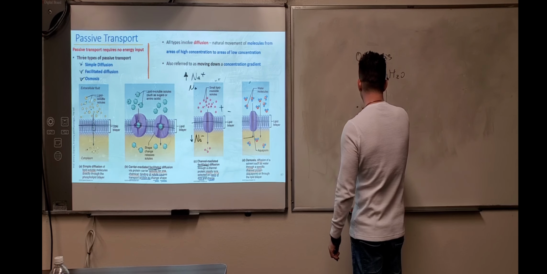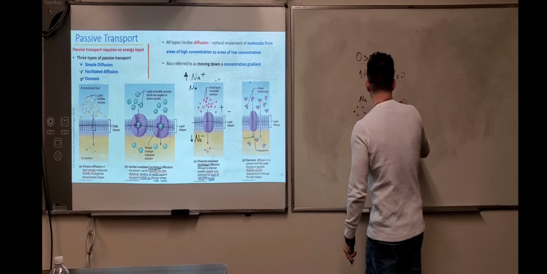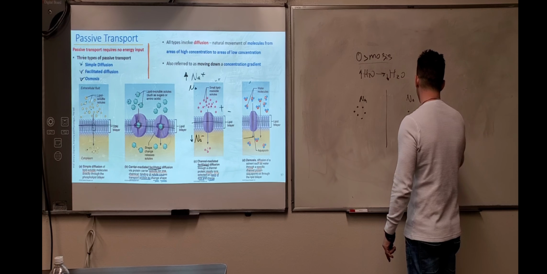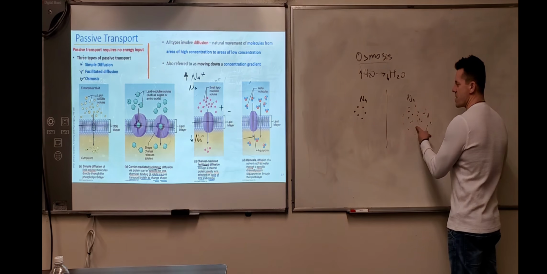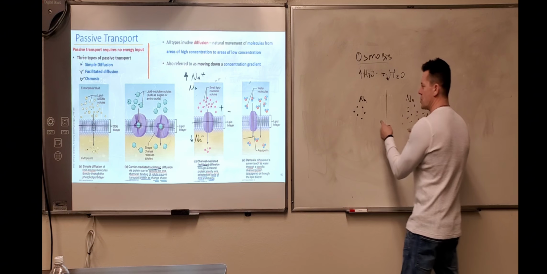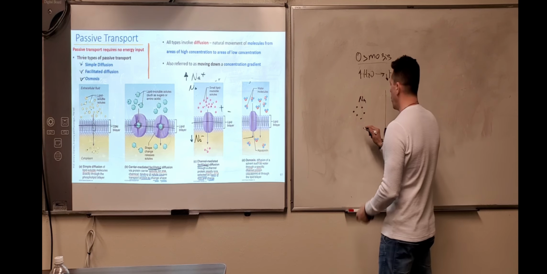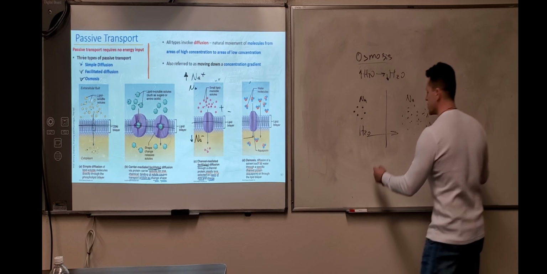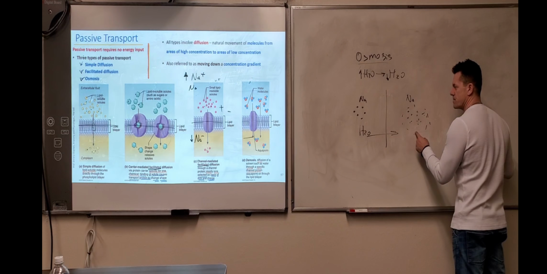If on this side you have solutes, let's say sodium, and on this side of the membrane you have solutes, sodium, there's a higher concentration gradient of a solute here, and a low concentration gradient of a solute here. Water will always go towards the high concentration gradient of a solute.